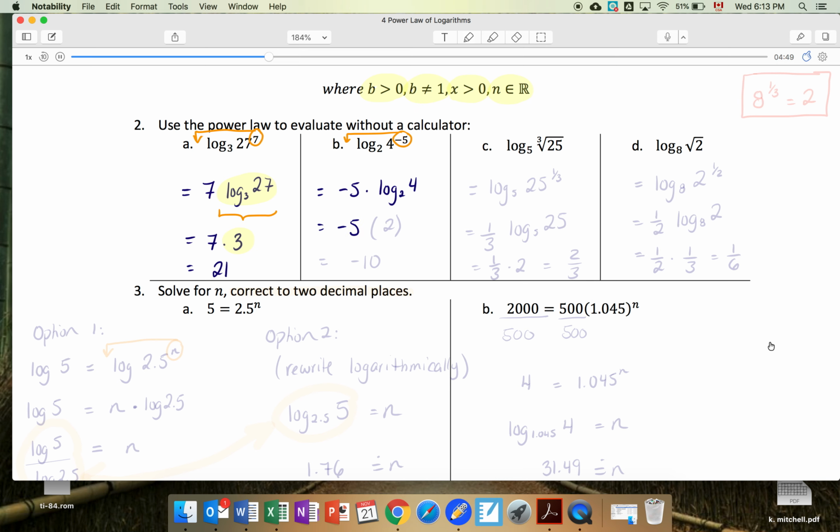Okay, so I have negative 5. Log base 2 of 4 is saying 2 to the power of what equals 4? Well, that's going to be a 2. So I have negative 5 times 2, or my final answer is negative 10.